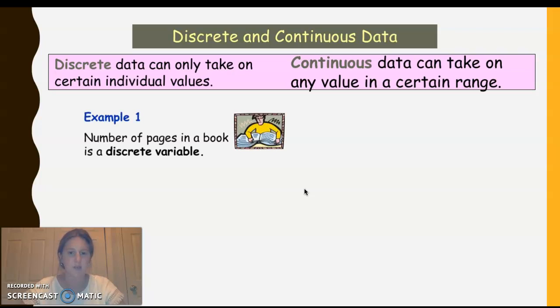The number of pages in a book, right? That's a discrete variable. I'm on page 3. I'm on chapter 1, I'm on page 46, right? We can count it, we can tell someone what page we're on. It's a discrete variable.